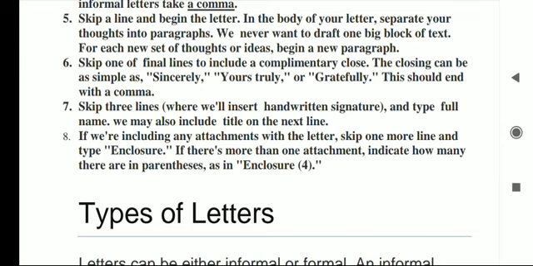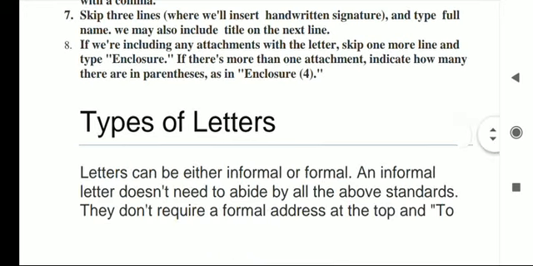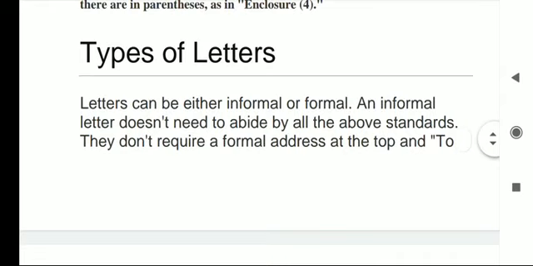Then we have to skip 3 lines, where we will insert the handwritten signature, right? And type full name. We may also include title on the next line. If we are including any attachments with the letter, skip one more line and type enclosures. If there is more than one attachment, indicate how many there are in parentheses, as in enclosure 4, right?